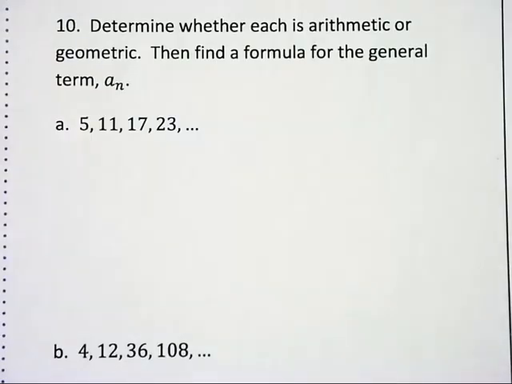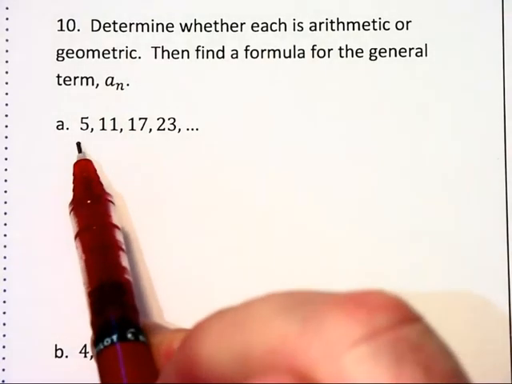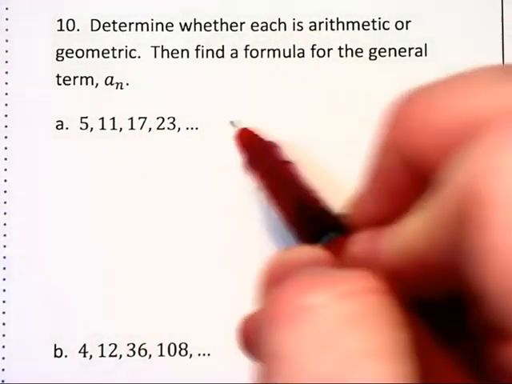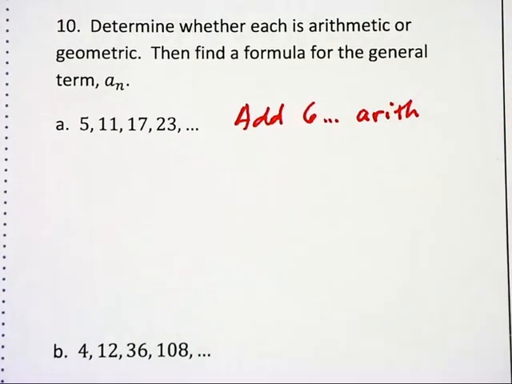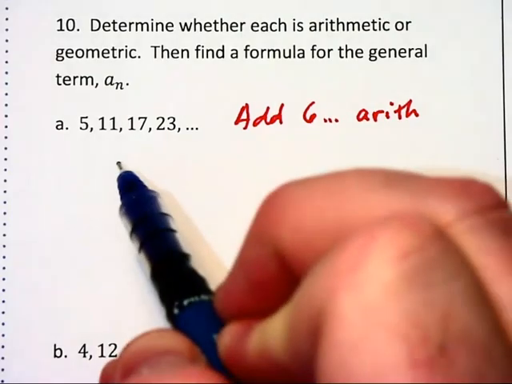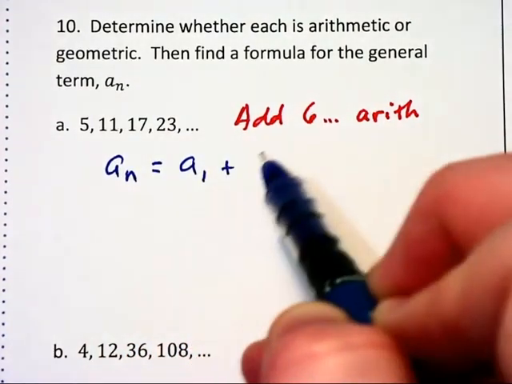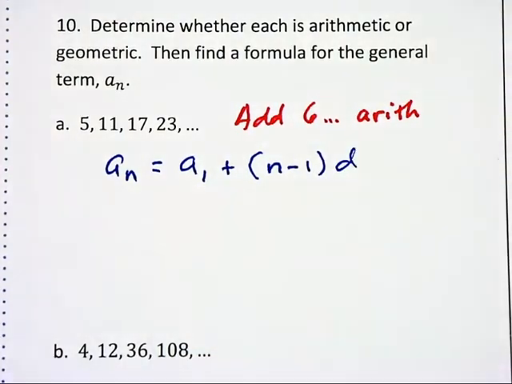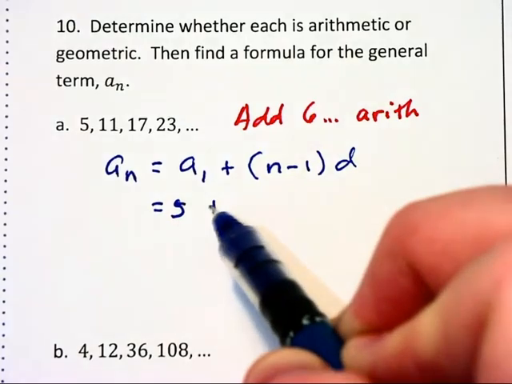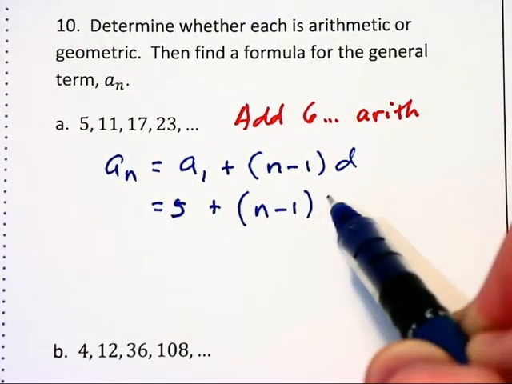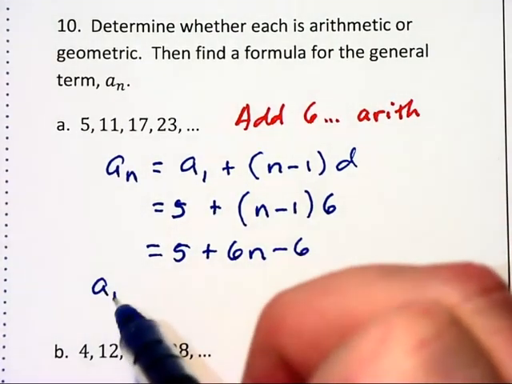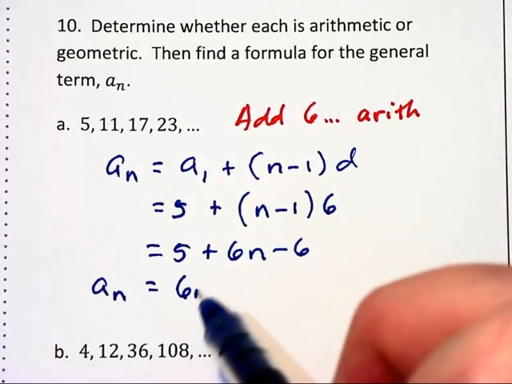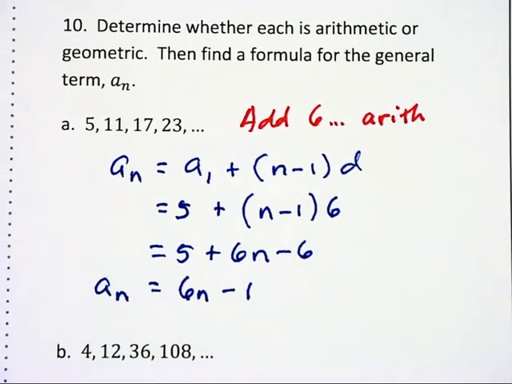Determine whether each is arithmetic or geometric, and then find a formula for the general term a sub n. Okay, I'm looking at this, add 6, add 6, add 6. Add 6 is what we notice first off the bat, and that will mean we have an arithmetic sequence. Our nth term formula here is a1 plus n minus 1 times d. So let's see what we have. a1 is 5 plus n minus 1 times 6. We have 5 plus 6n minus 6, and we can write that the nth term can be represented by 6n minus 1. That went pretty easily.